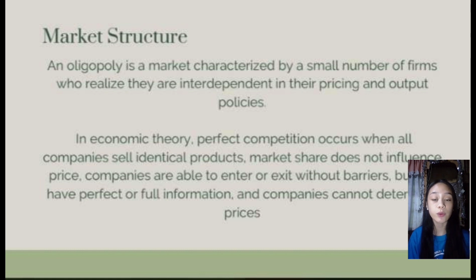In economic theory, perfect competition occurs when all companies sell identical products. Market share does not influence prices. Companies are able to enter or exit without barriers. Buyers have perfect or full information and companies cannot determine prices.